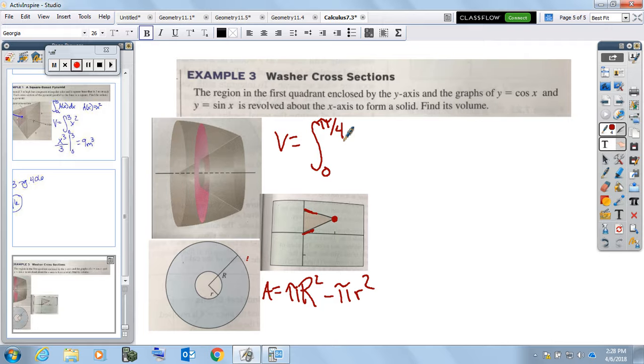All right. And so now we want to take our radius, which is the cosine squared function, minus the sine squared function. So really this is going to be pi times cosine squared x minus pi times sine squared x dx. Okay?